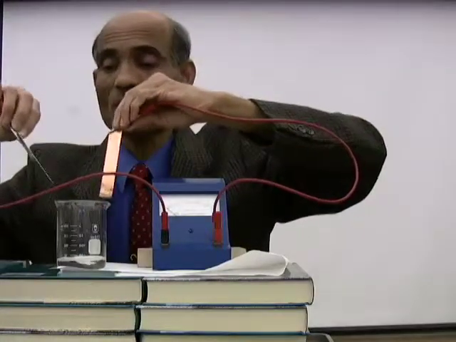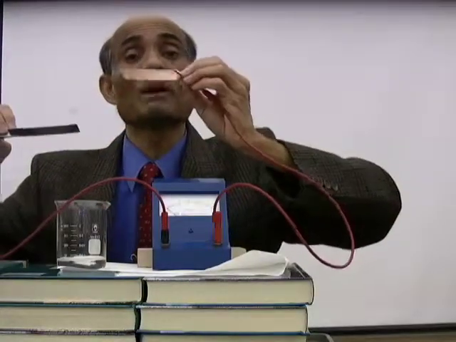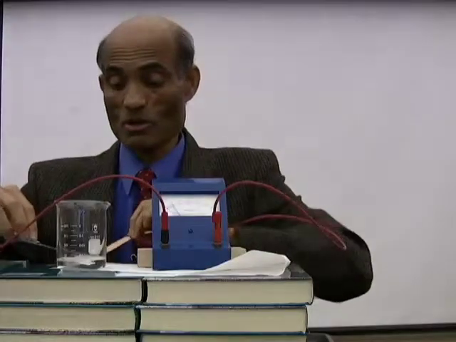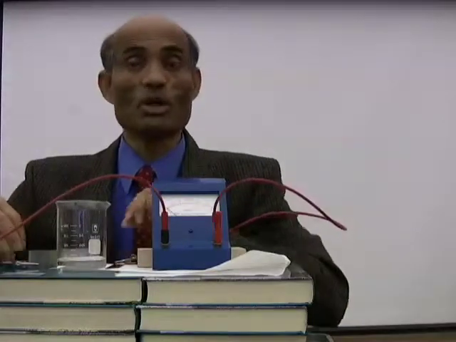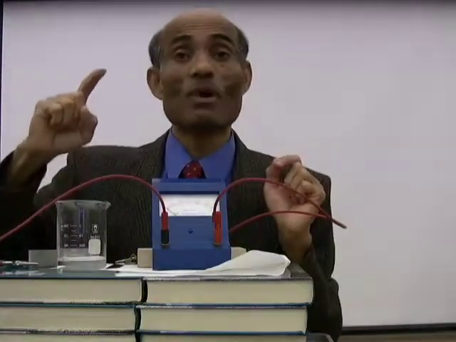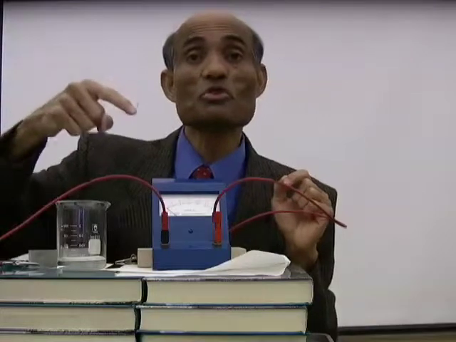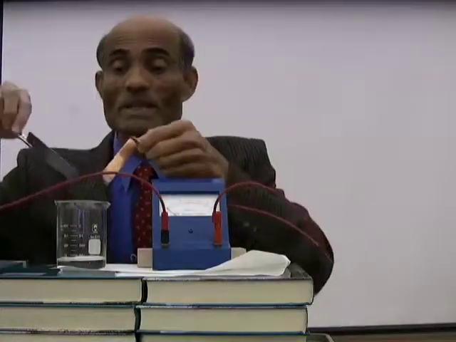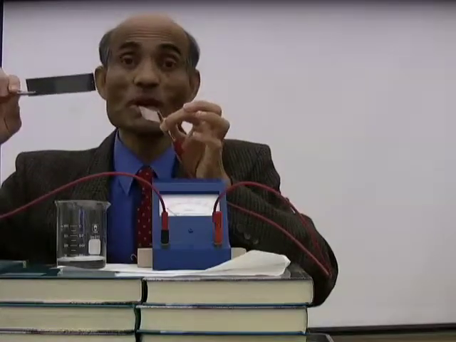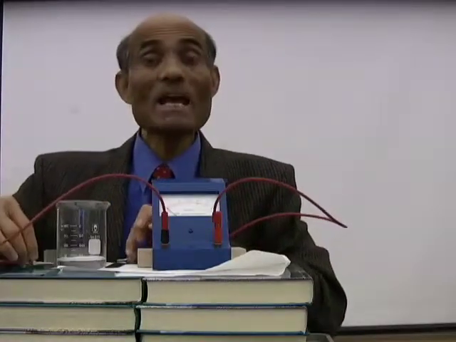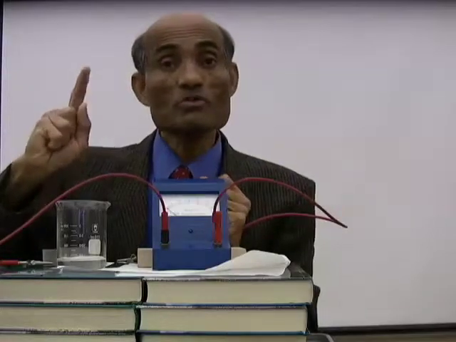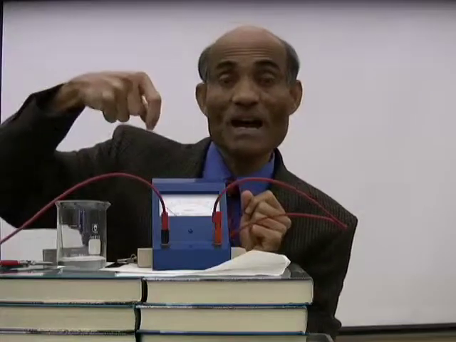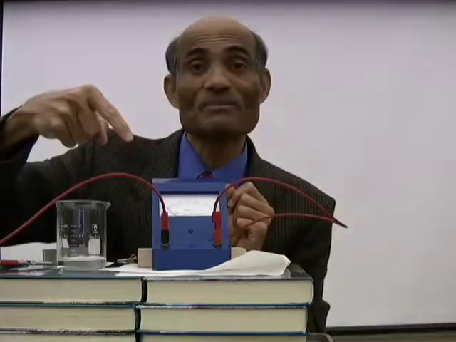So this simple arrangement has set up a potential difference between the copper electrode and the zinc electrode of 1 volt. What does 1 volt mean? 1 volt means 1 joule per coulomb. So this setup, the dilute sulfuric acid with these two electrodes, will make available 1 joule of energy per coulomb of charge that is driven in this circuit.